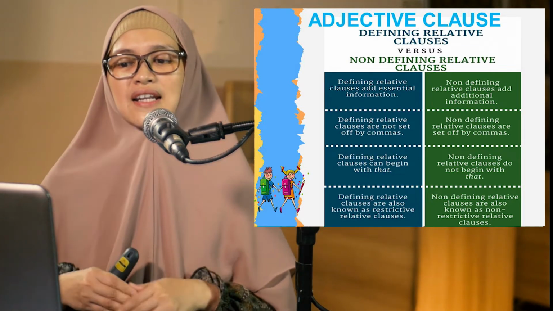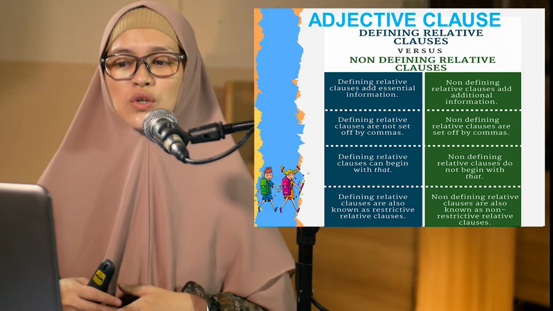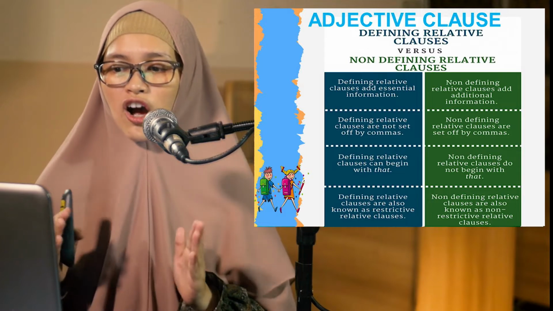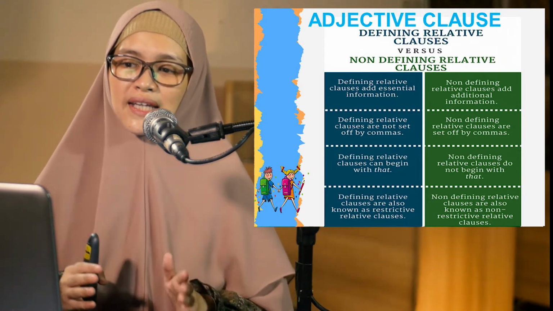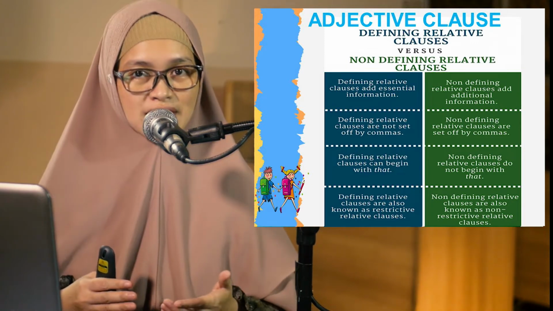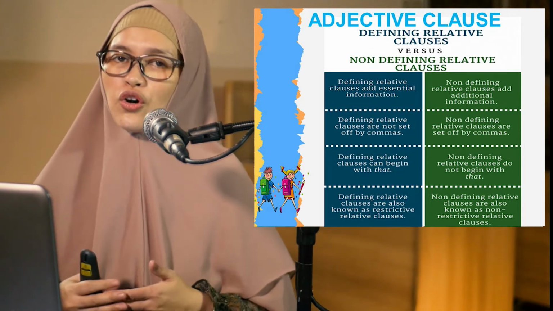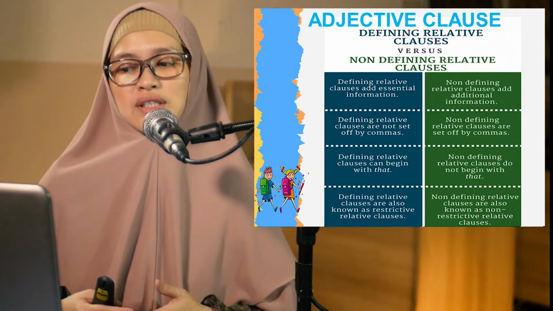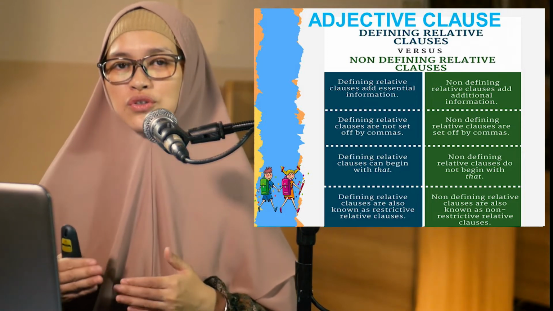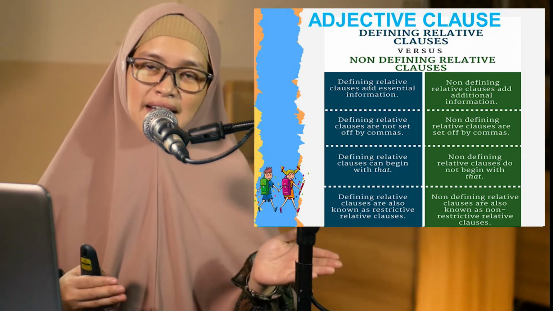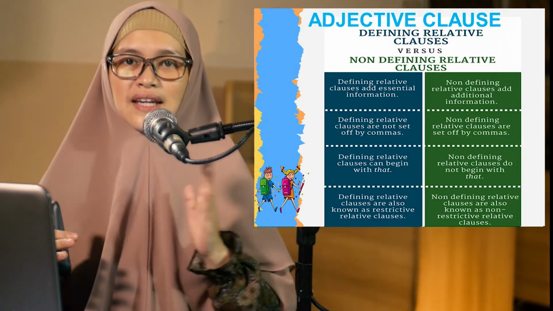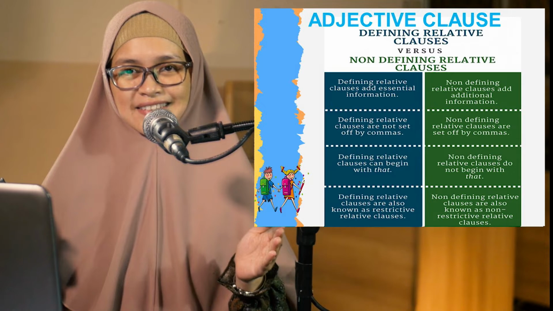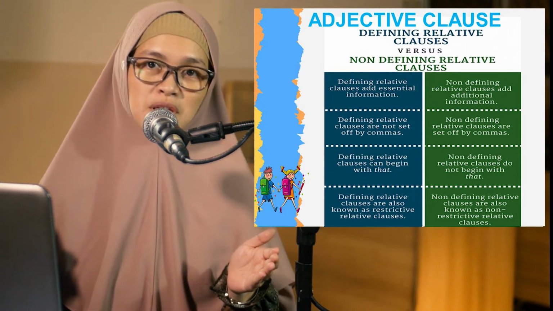Defining relative clauses are not set off by commas. We do not commonly use commas in defining relative clauses, but in non-defining relative clauses, we commonly use commas at the beginning and at the end of the clause, because it is only additional information.